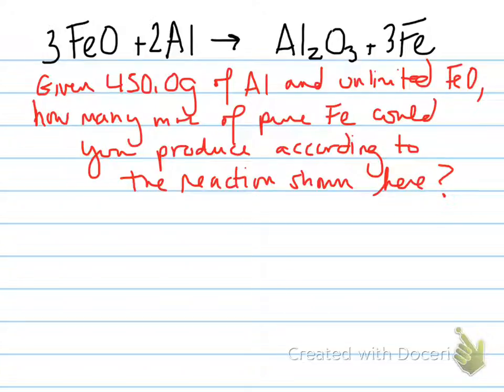Okay. Given 450.0 grams of aluminum and unlimited iron oxide, how many moles of pure iron could you produce according to the reaction shown here? So we're going to start off with our given as always, and what's our given here?